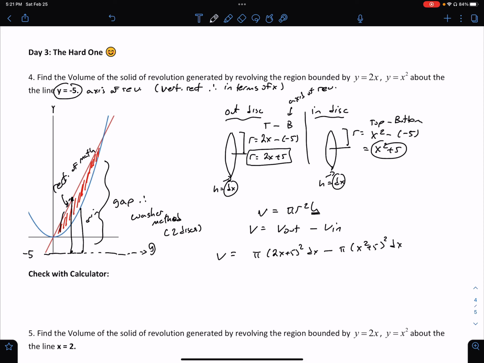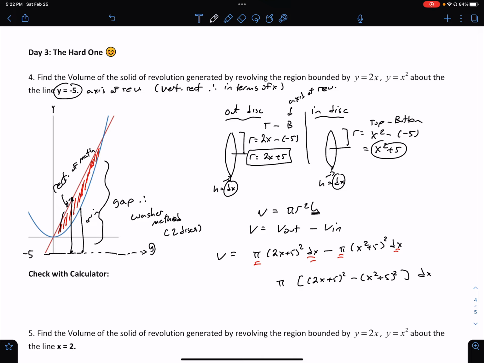And I can shortcut this. You might remember in the other video, we said they both have a pi and dx, so we can factor those out if we wanted to. And I can write this as pi times 2x plus 5 squared minus x squared plus 5 squared dx.